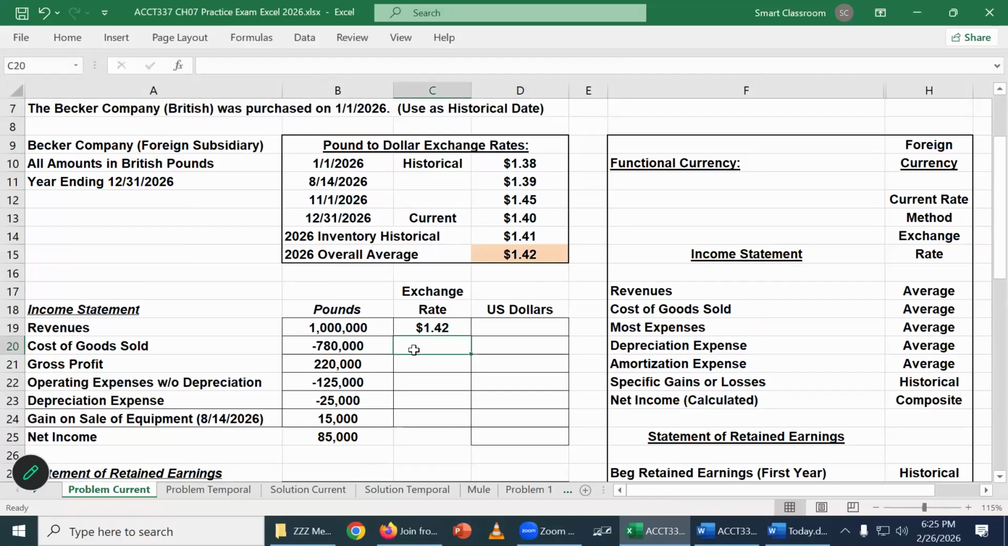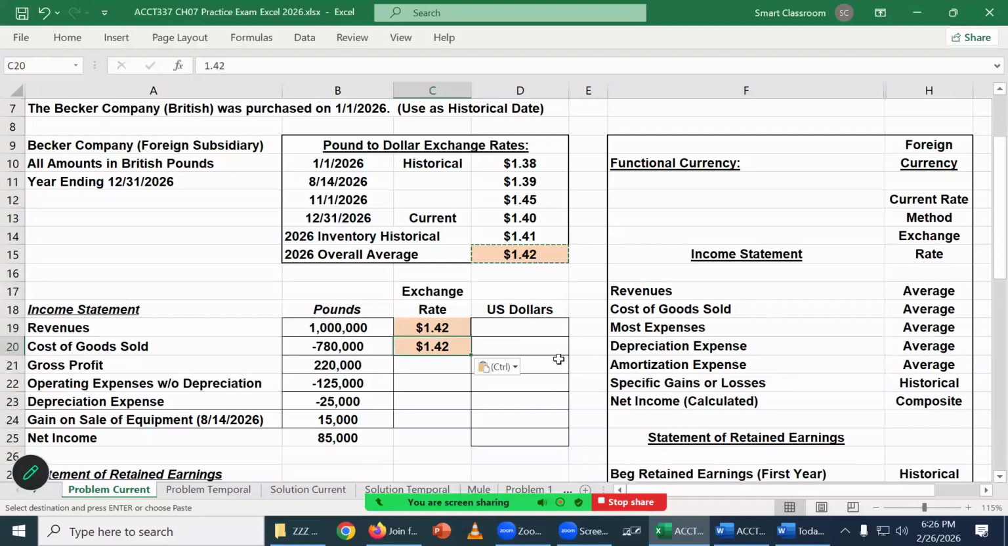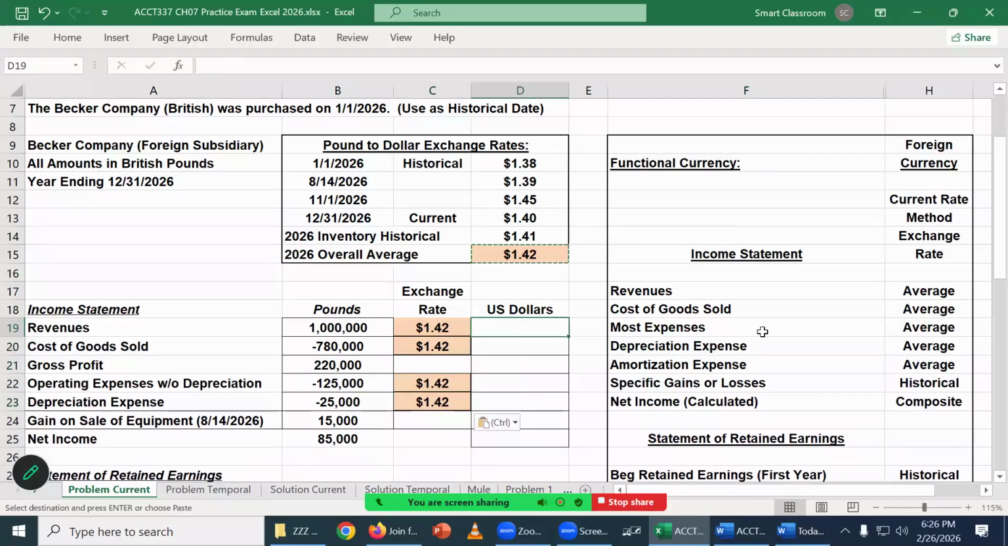Okay, so 42. So this will be the average. Cost of goods sold will be average. Most expenses average, depreciation expenses average, amortization. Okay, so everything's pretty much average. Gain, we'll get to that later. Go ahead and multiply these out.